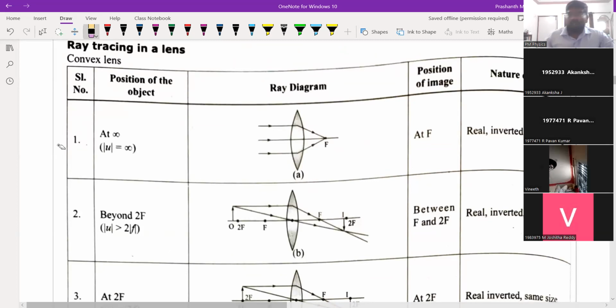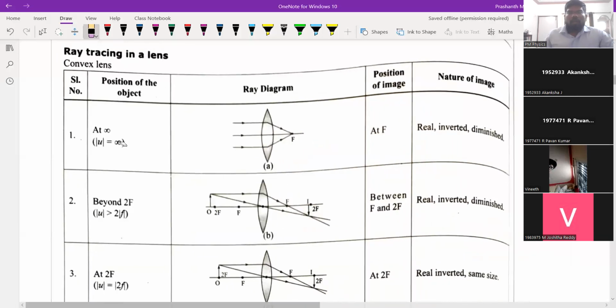Once more we'll see this part. Where you place the object will decide what kind of image will be formed. If the object is at infinity, where is the image formed? Focus. So what kind of image is it? Real, inverted. Whenever the image is real, it is going to be inverted, and when the object is placed at infinity, the image is point size, diminished. And in total the regions we have are beyond 2f, between 2f and f, and f to optical center.